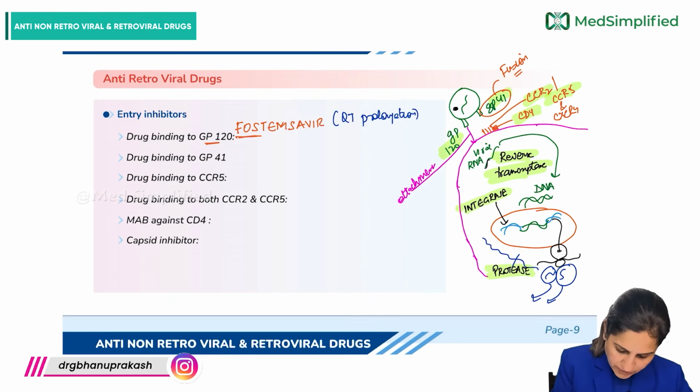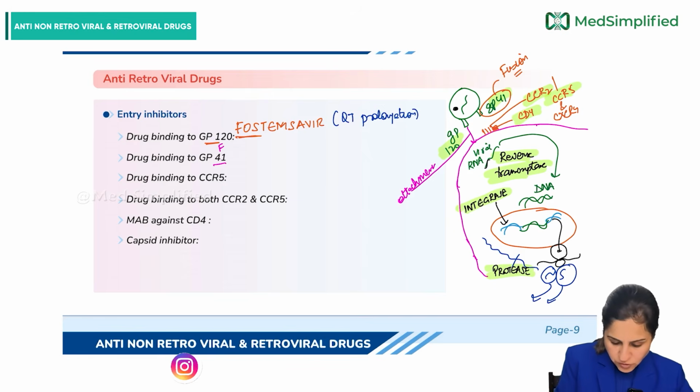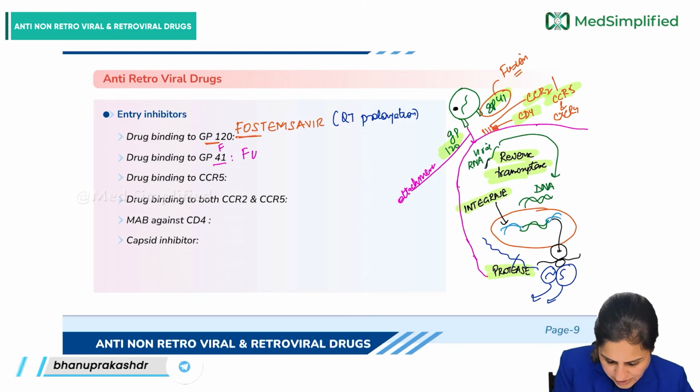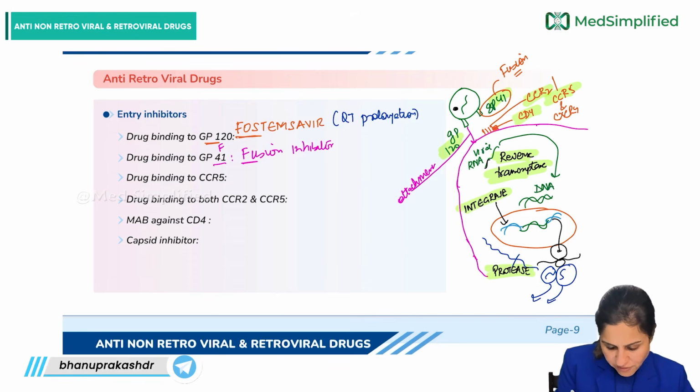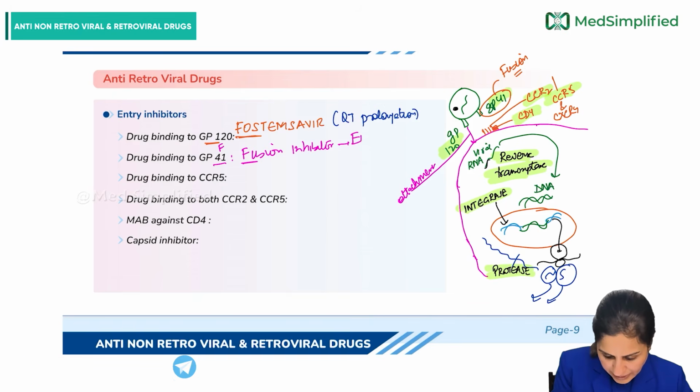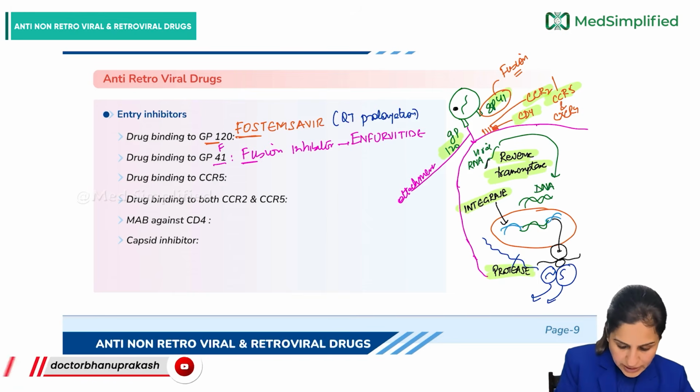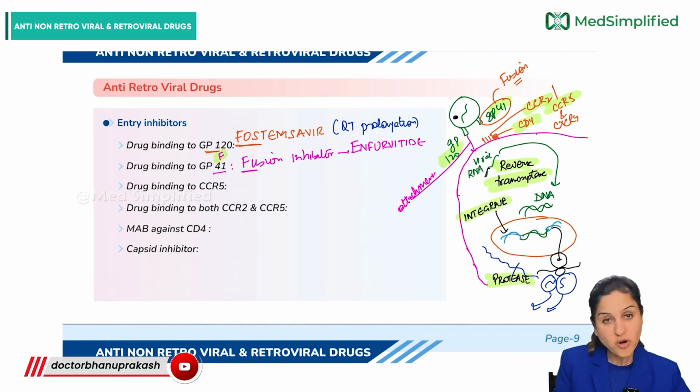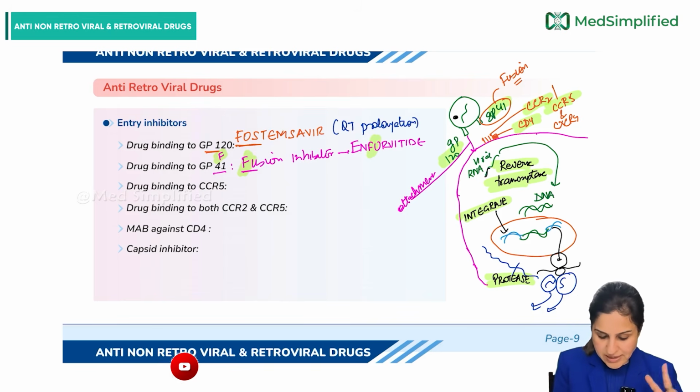Next step is fusion. GP41 is responsible for fusion. So 40 starts with 4. Fusion starts with F. 40 means F. Fusion also has this. So fusion inhibitor. So F, F, and the name also has F. The name is enfuvirtide. Okay. So remember F of 41, F of fusion, and F of enfuvirtide. So that is step number 2.